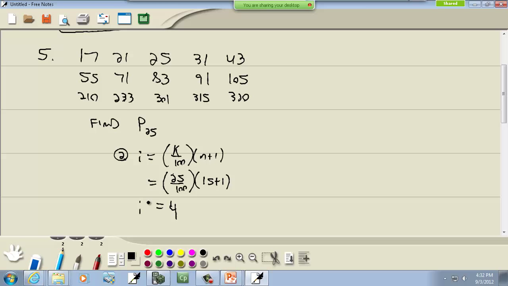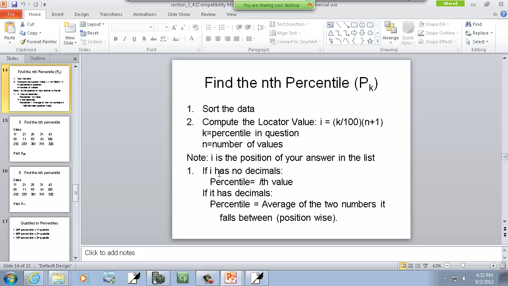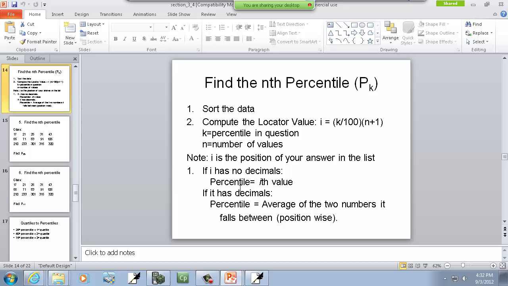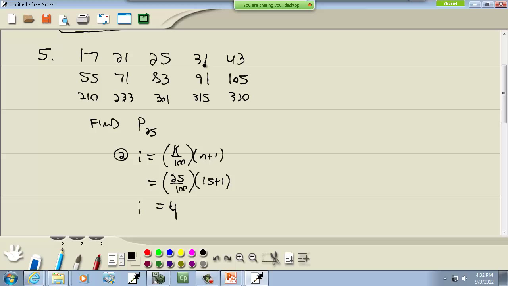Now, this is the position of your answer in the list. If i has no decimals, and this one doesn't have any decimals, then your answer, the percentile, is the ith value. So it's the fourth value. So our answer in this problem, the 25th percentile, is going to equal 31. Let's look at another one of those.